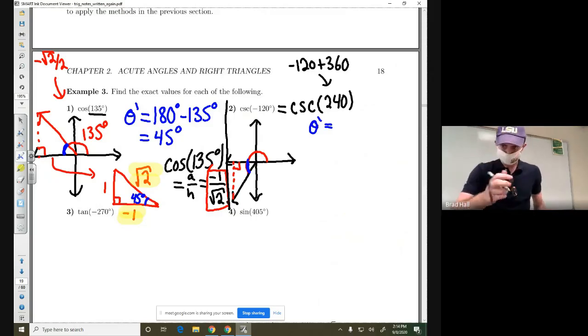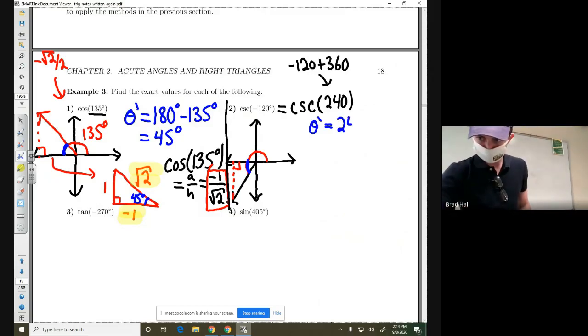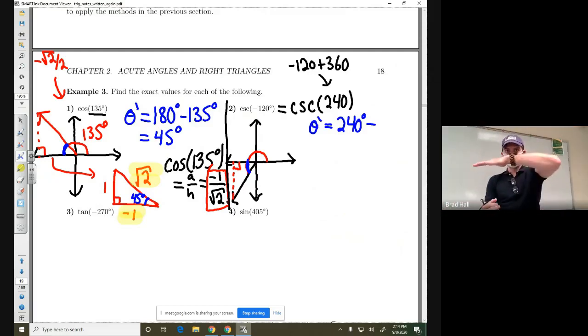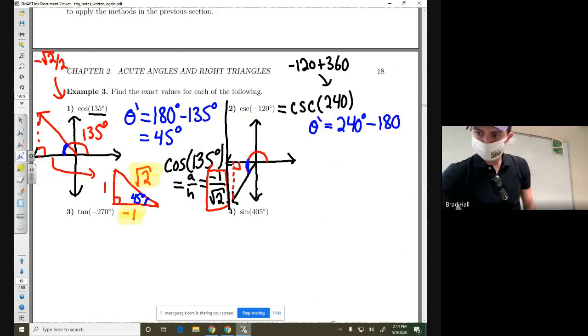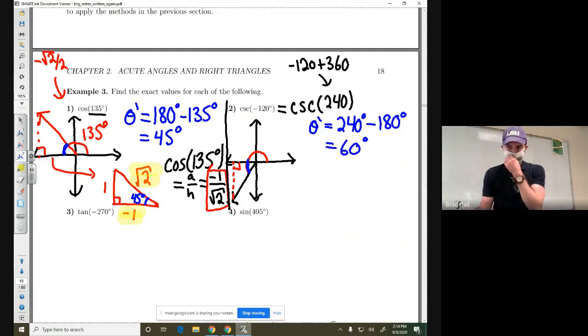It's the whole angle, 240, minus where the flat line is at, 180. That gives us 60. So that angle is 60 degrees. It's 180 for the flat line plus the additional 60 to give us the 240 in total.